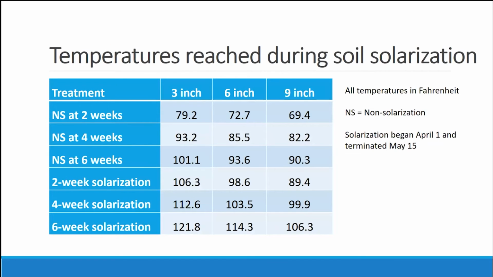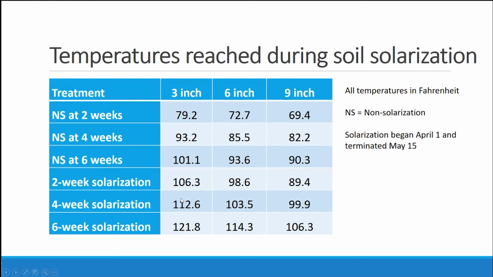This is just an example, part of a project we did last year. We did soil solarization beginning April 1st and terminated May 15th. So we did 2 weeks of soil solarization, April 1st to April 15th, 4 weeks, the entire month of April, and then 6 weeks of soil solarization that ended in mid-May, right? We collected soil temperatures at 3, 6, and 9 inches. We buried data loggers with sensors that could collect those temperatures.